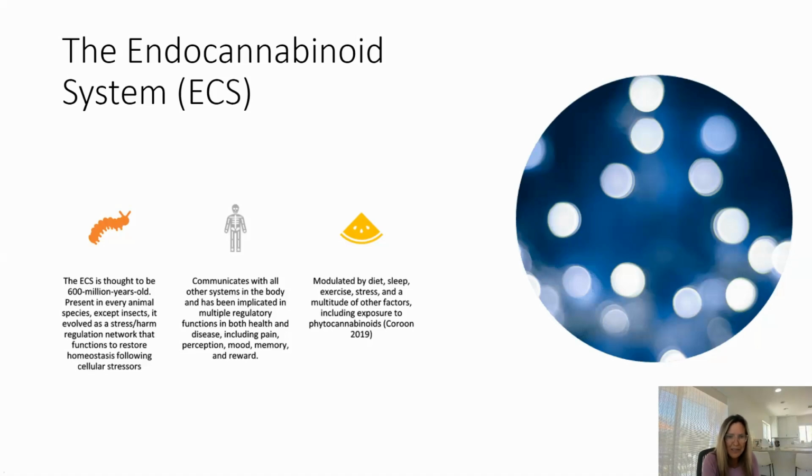So the endocannabinoid system offers an interesting, plausible mechanism of action. It communicates with all other systems in the body, and it's thought to be involved with multiple regulatory functions for health and disease. And we also have evidence to show that it is impacted by lifestyle behaviors like exercise and sleep, and medications, and the cannabinoids, and the idea that we have endogenous cannabinoids, or cannabinoids inside our body, and the exogenous ones like CBC, CBN, CBD. So it makes sense.